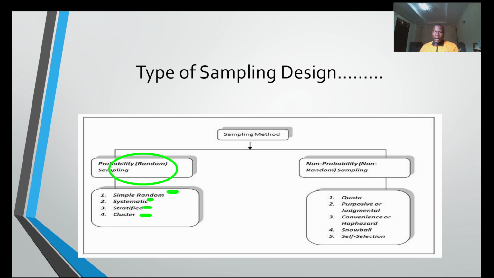While in non-probability or non-random sampling, we have quota, purposive or judgment sampling, convenience or haphazard sampling, snowball sampling, and self-selection sampling. So these are the types of sampling in both probability and non-probability sampling.